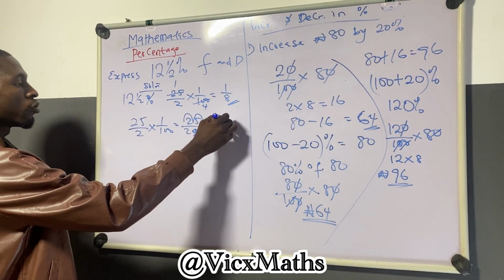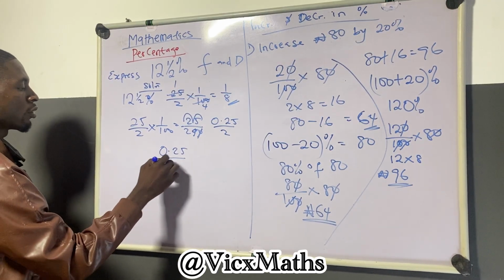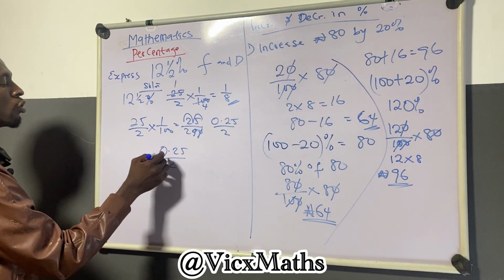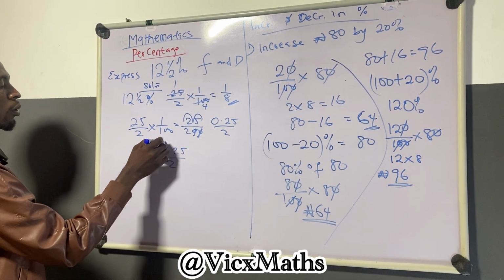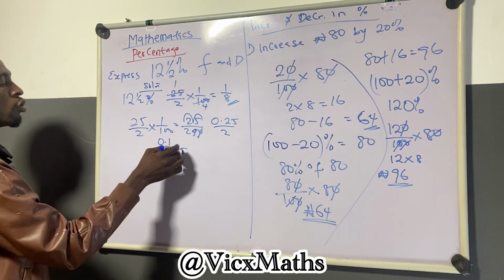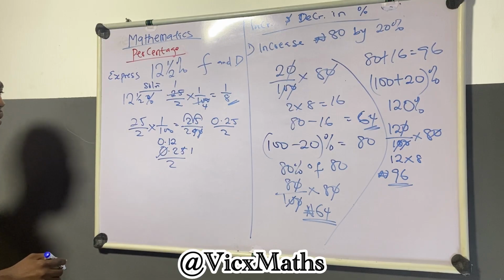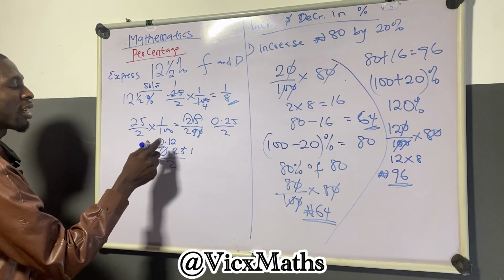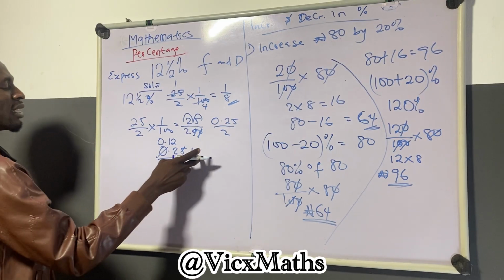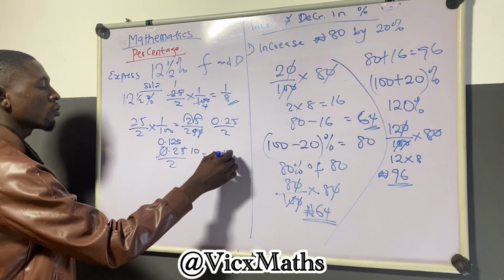So 0.25 over 2. So let's have 0.25 over 2. It's not 25. We'll take it one after the other. 2 goes into 0 giving us 0. Take a point up. 2 in 2 is 1, no remainder. 2 in 5 is actually 2 remainder 1. Did you understand? It cannot touch the point, so we can always add 0. So 2 in 10 will give us 5, no remainder. So our answer is 0.125.